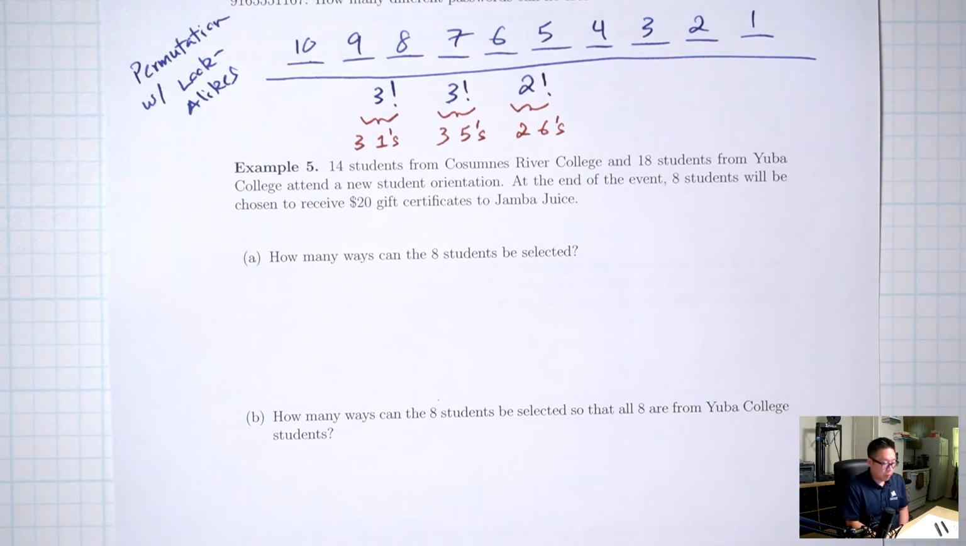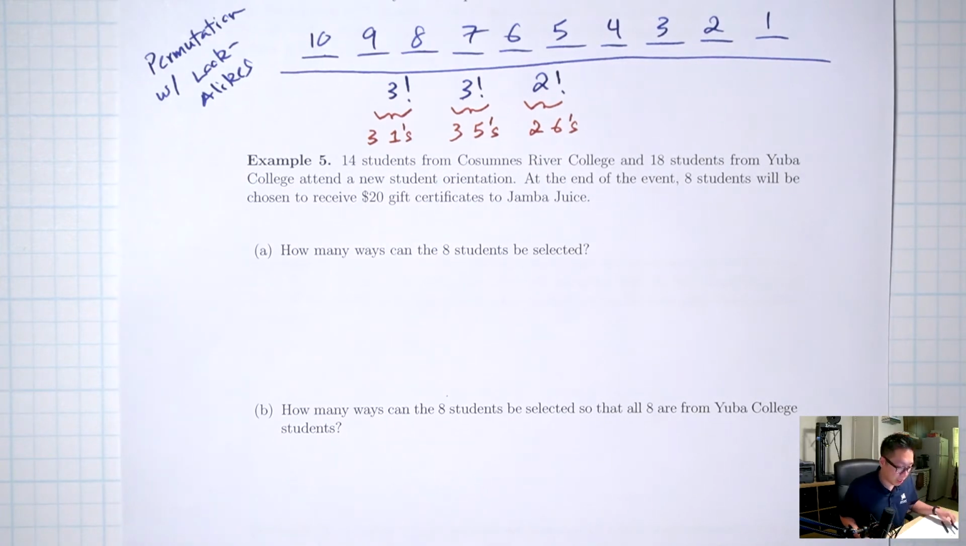Example 5. 14 students from Cosumnes River College and 18 students from Yuba College attend a new student orientation. At the end of the event, 8 students will be chosen to receive $20 gift certificates to Jamba Juice. Part A, how many ways can the 8 students be selected?